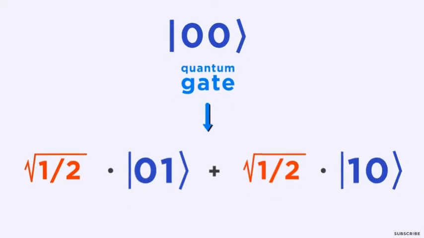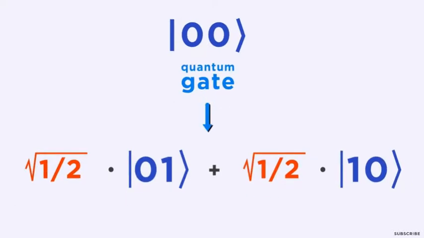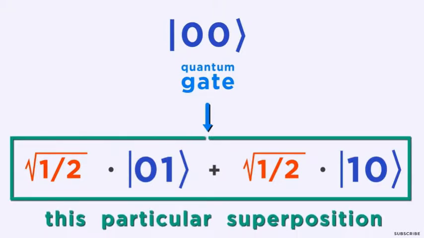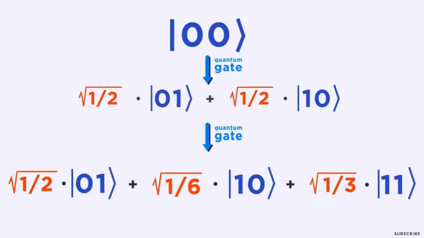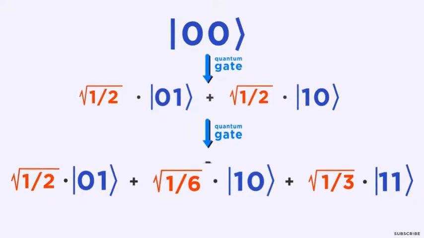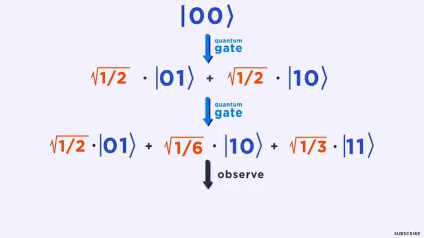Now, the qubits are in a superposition. There's a 1/2 probability, or 50% chance, of being 0,1, and a 1/2 probability of being 1,0. Ignore the square roots, I'll explain them in a minute. The particular superposition it's in is a result of the quantum gate we chose to apply. Here's one more quantum gate, changing the state of our computation. At the end of the quantum computation, we observe or measure the system.